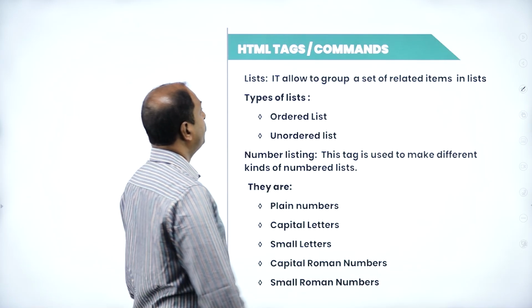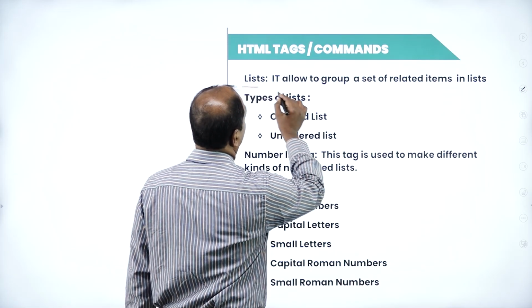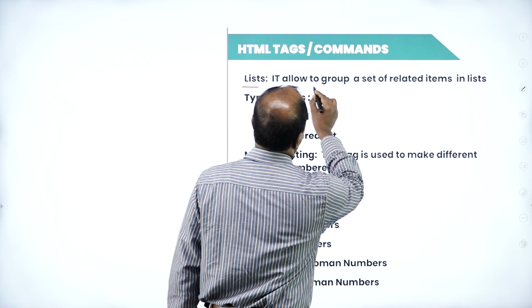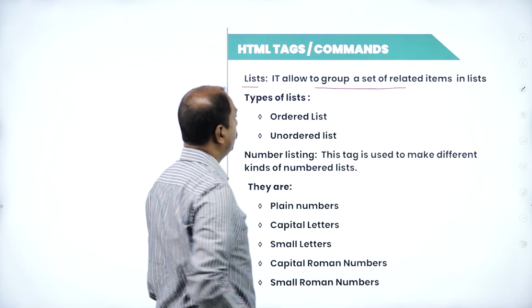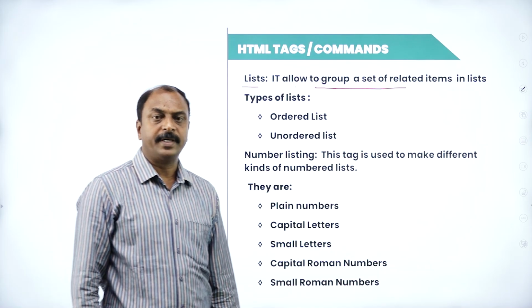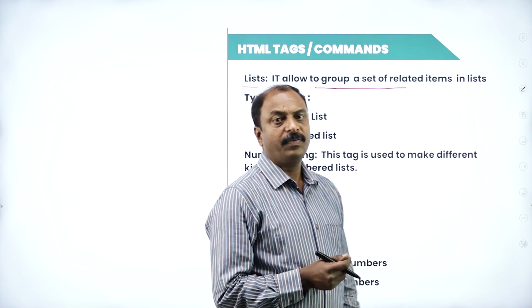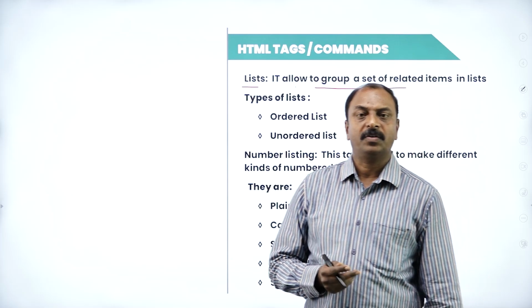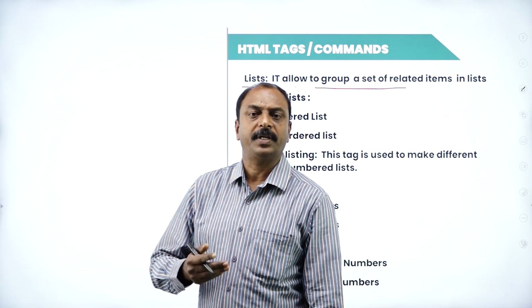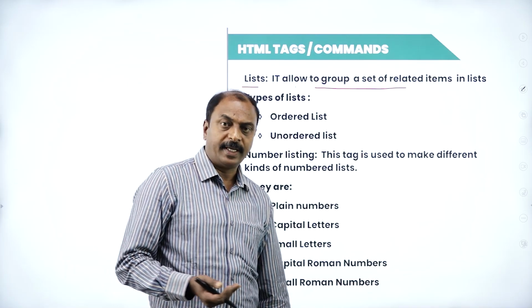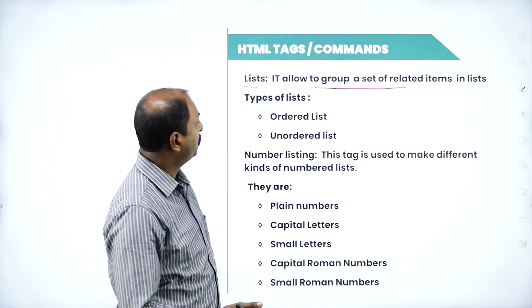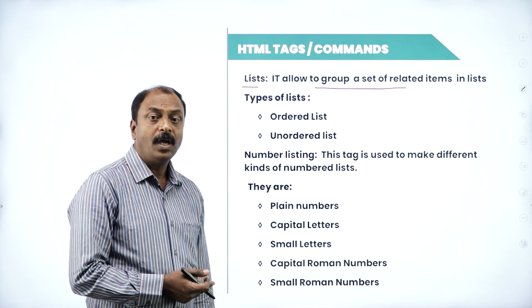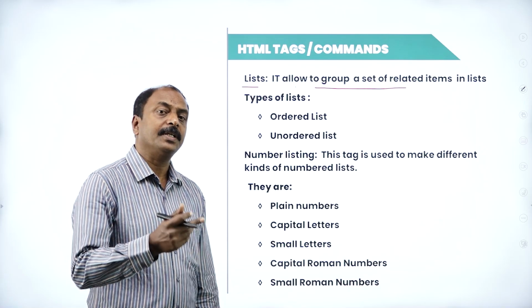Next, we will see lists. What is a list? It allows us to group a set of related items in a list. For example, a student list. If you want to make a list, we start with a serial number 1, 2, 3 and so on. Maybe a student list or maybe a provision list. Any sort of list starts with a number 1, 2, 3, 4, or maybe with different special characters.